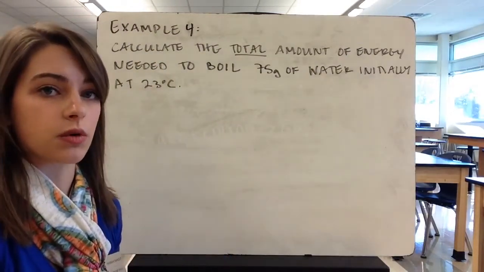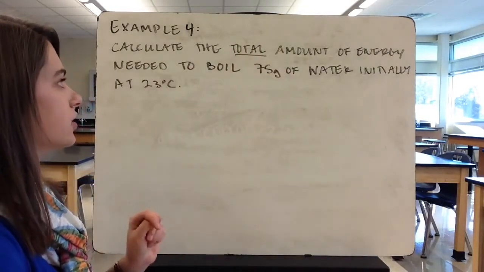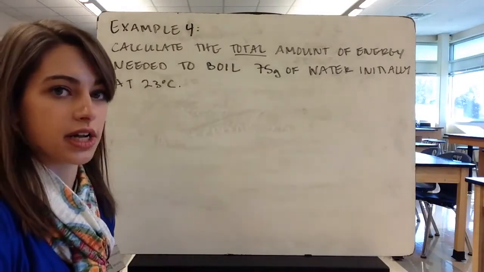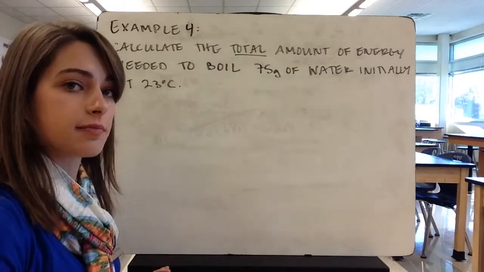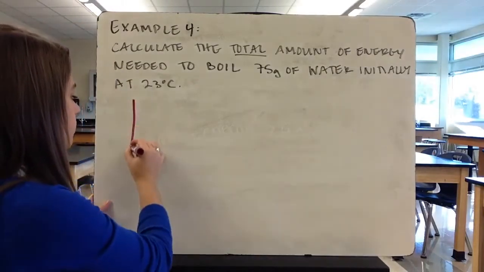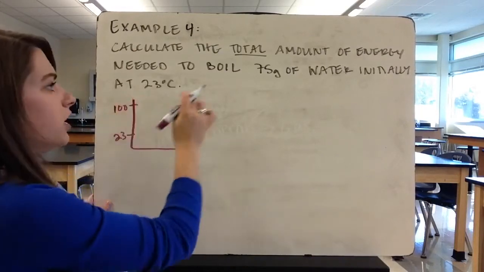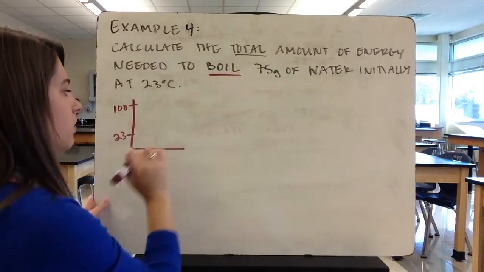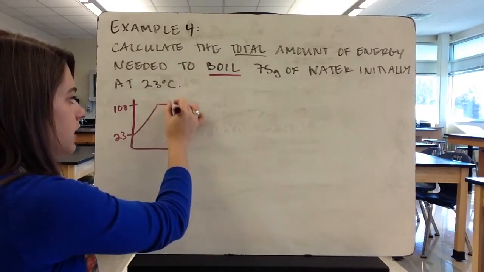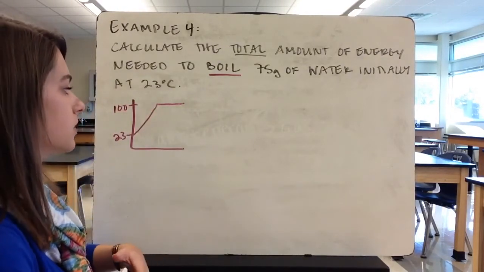Now we're going to do one more where we're going to combine the two concepts. So this one says calculate the total amount of energy needed to boil 75 grams of water initially at 23 degrees Celsius. So the first thing I'm actually going to do is sketch out what my heating curve would look like for this. So I'm starting at 23. We know water boils at 100 degrees Celsius. So the first thing I have to do is increase the temperature, and then I have to actually boil the water. I have to make it all turn from a liquid to a gas.